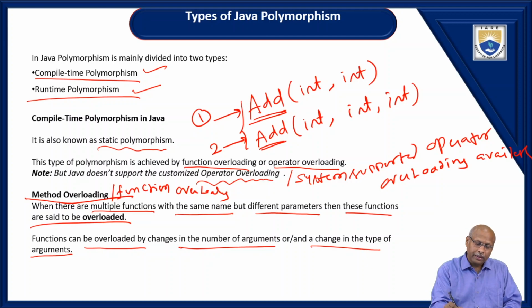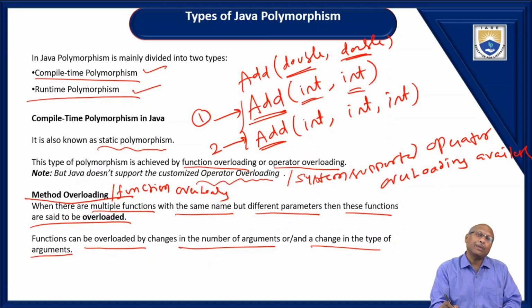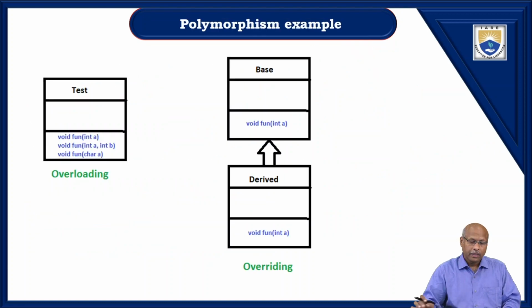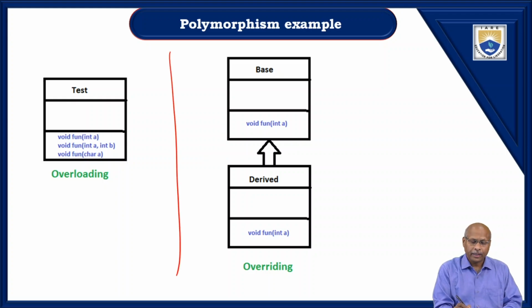Similarly, of course, you may ask add(double, double) also. That means here you are passing two doubles, and there you are passing two integers. So this is also one type of function overloading. Parameters are of different types, whereas in the earlier case the counts are different. So in function overloading, you can differ either by the number of parameters or by data types. Next, how polymorphism is implemented in Java. First one is overloading. Overloading comes under static polymorphism.